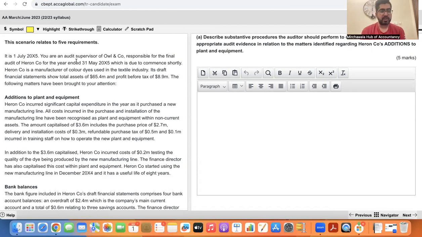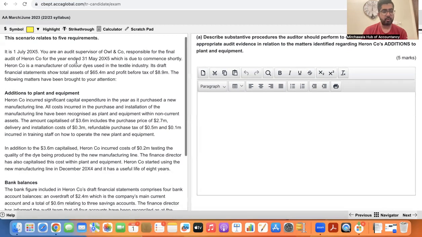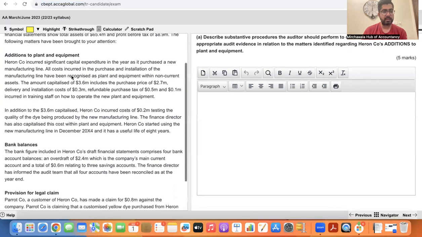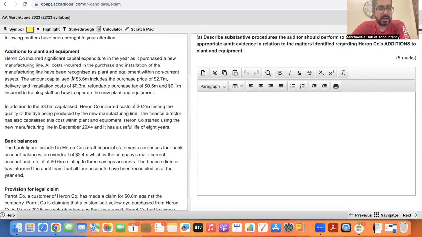Heron is a manufacturer of colored dyes used in the textile industry. Draft financial statements show assets of 65.4 and profit before tax of 8.9. The following matters have been brought to your attention. Additions to plant and equipment. Heron incurred significant capital expenditure as it purchased a new manufacturing line. So, significant capital expenditure.